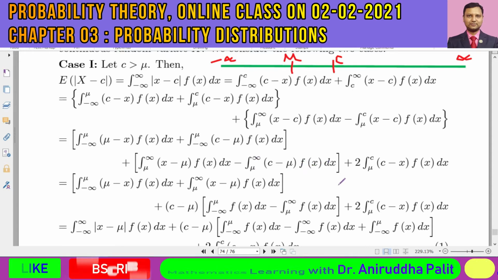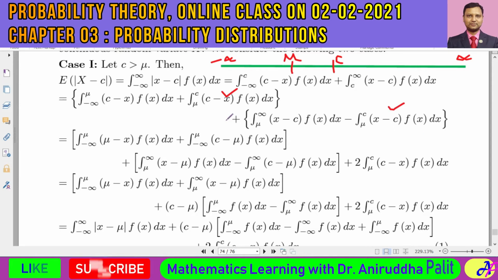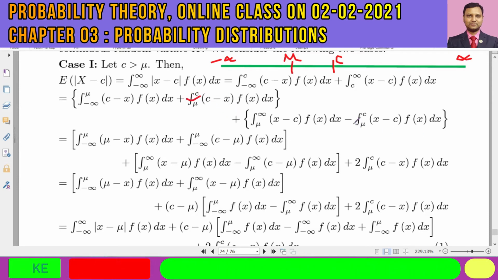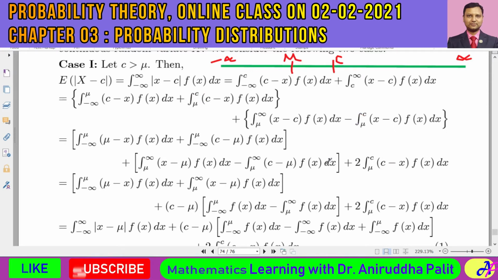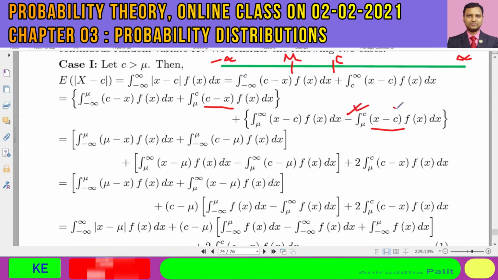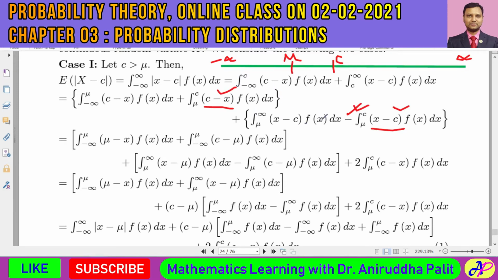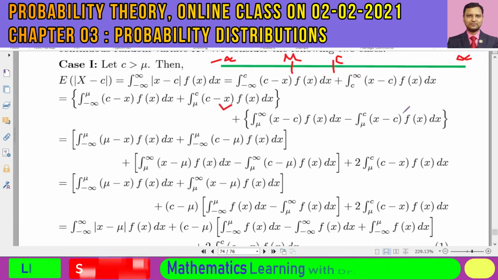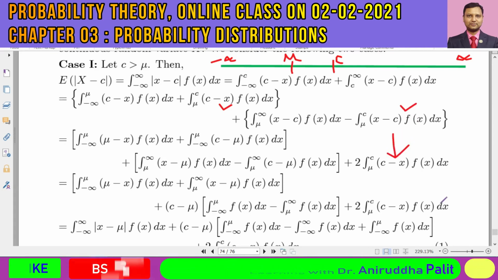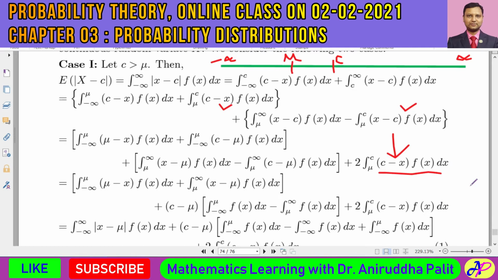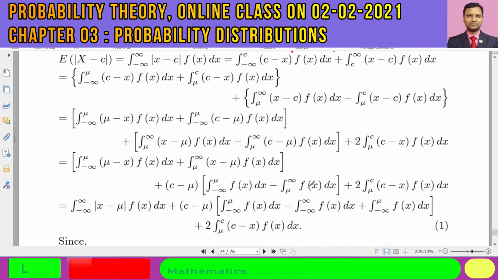These two integrals are basically the same type of integral. You see, over here the limits are mu to c, mu to c. The only difference is that in place of c minus x, we have x minus c with this negative sign. So with this negative sign, the second and fourth integrals are basically the same integrals. So we combine the second integral and the fourth integral and write them as 2 times the integral of c minus x fx dx. Okay. Now over here.